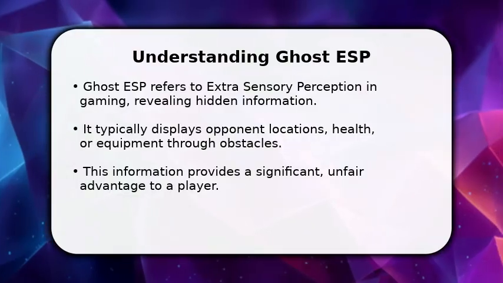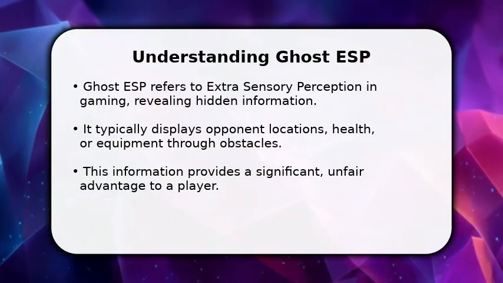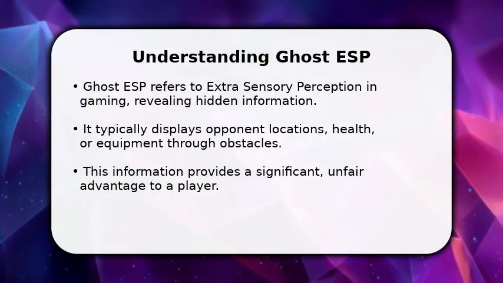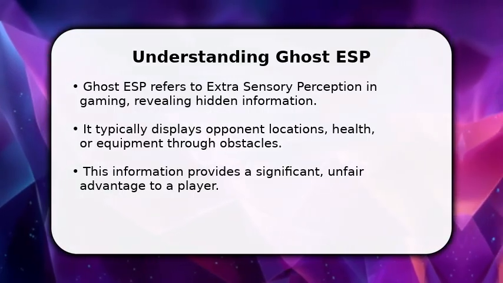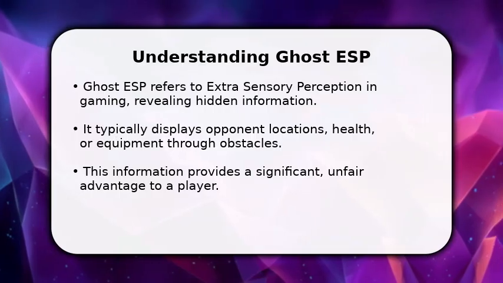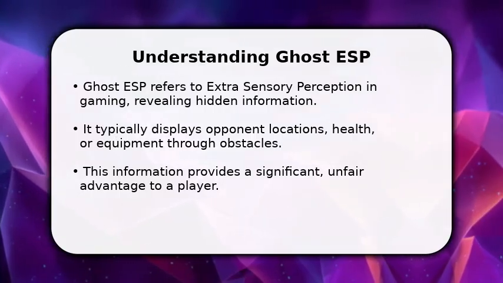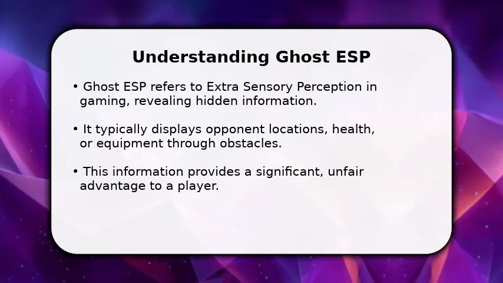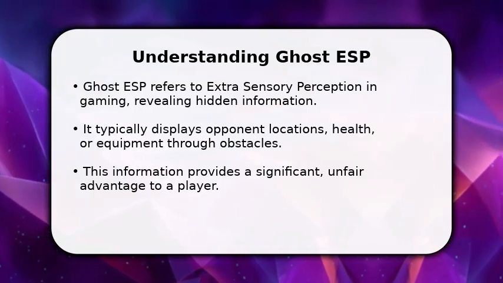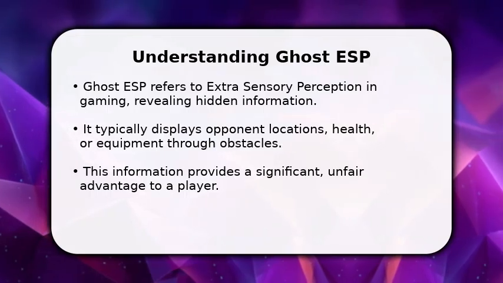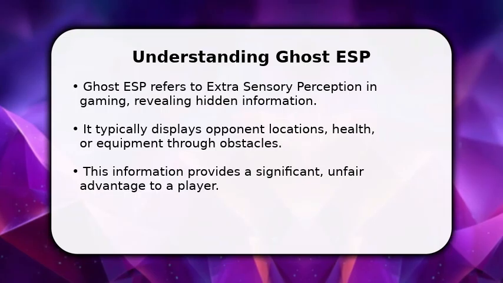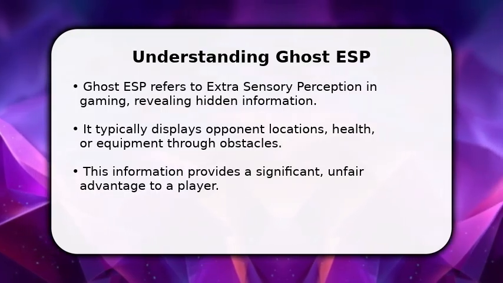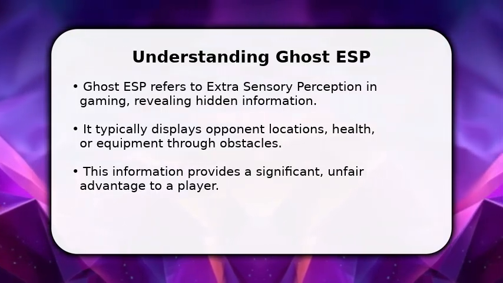In this video, I will explain how to understand Ghost ESP. Ghost ESP, or extrasensory perception, is a term used in gaming to describe systems that reveal hidden information, such as opponent locations or health, through walls. This provides a substantial, unfair advantage. Understanding how these systems operate is vital for maintaining game integrity and ensuring fair competition for all players. We will explore its core mechanics and impact.